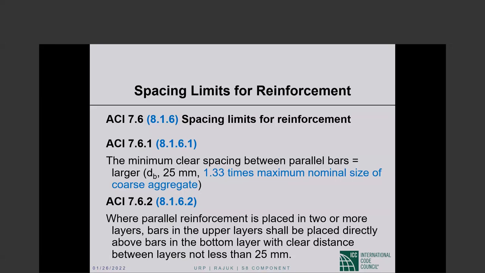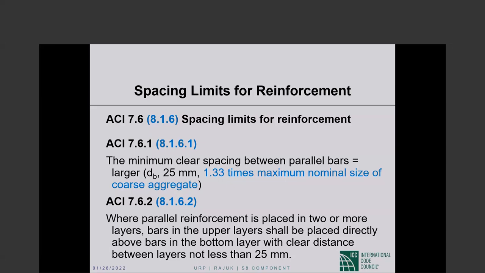So it's the largest of 3 things: the bar diameter, 1 inch, and 1 1/3 times the maximum nominal size of coarse aggregate. So this is the gap between bars, the clear gap. 1 bar diameter, 25 millimeters, or 1 1/3 times the maximum nominal size of coarse aggregate, whichever is the largest of the 3.